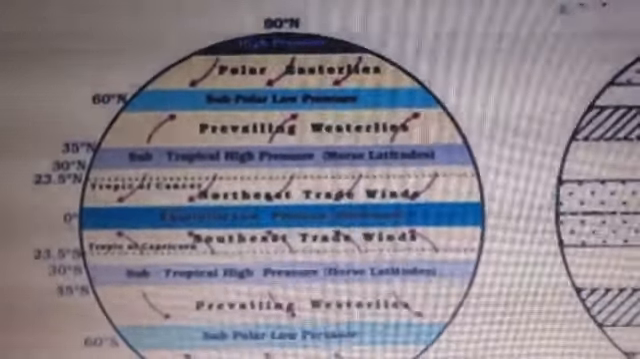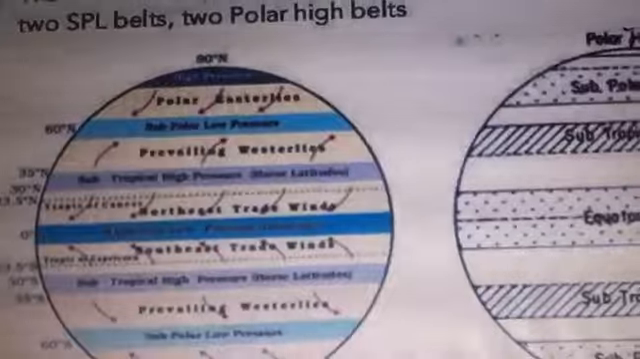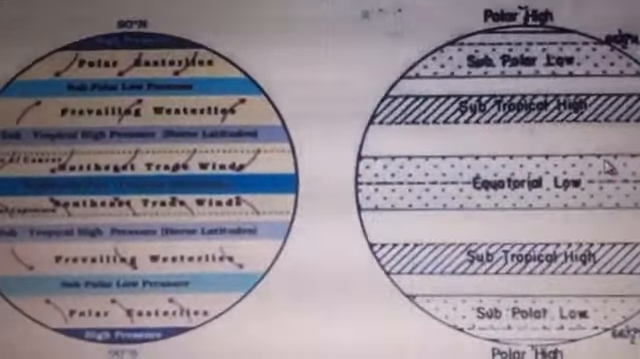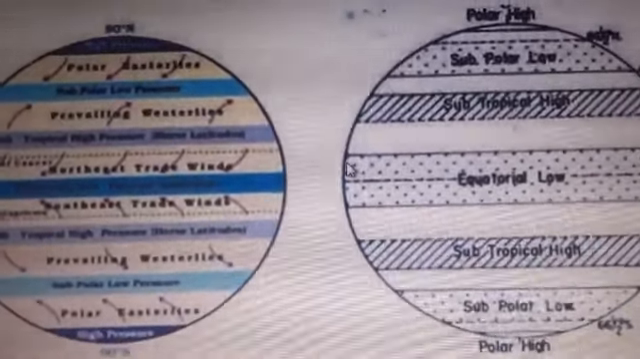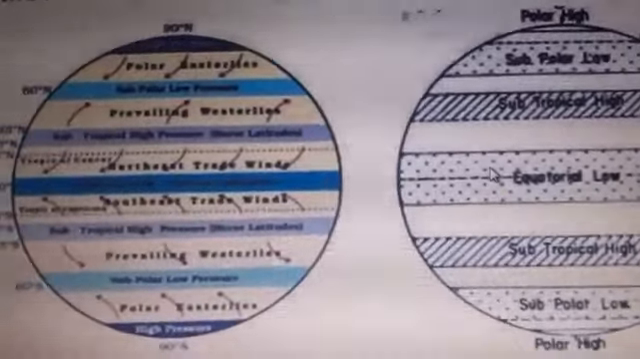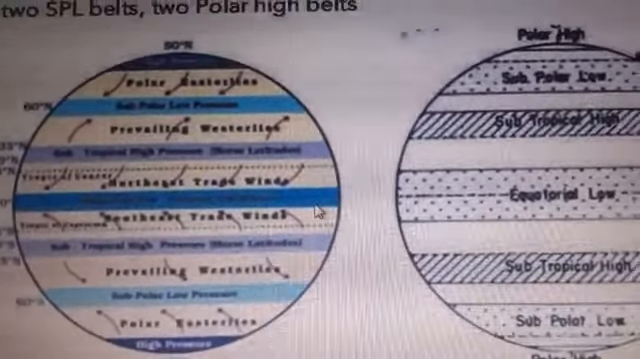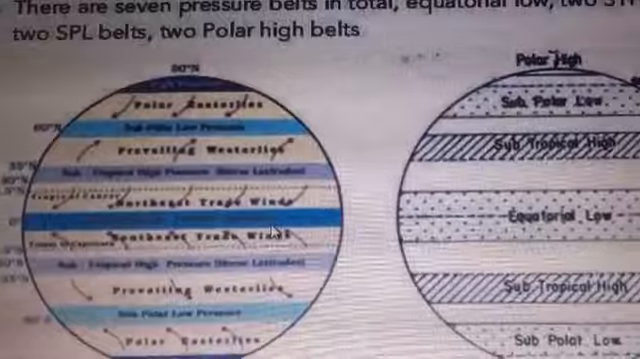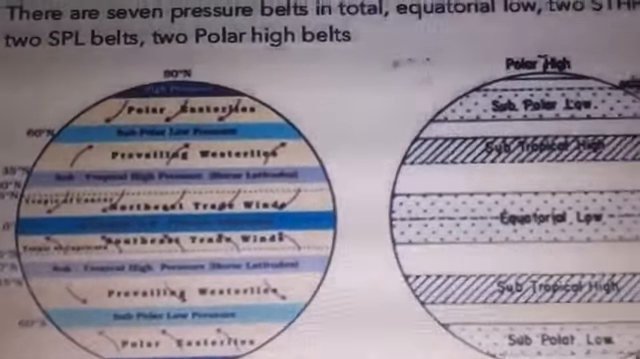Here it is. Once again the winds and the temperature zones. Here we have the temperature zones in this diagram. Okay. In this diagram we are having what? We are having the pressure belts. Zones are bigger than the belts. Belts cover a smaller area whereas zones cover a wider area. Okay. I hope this is clear to you.